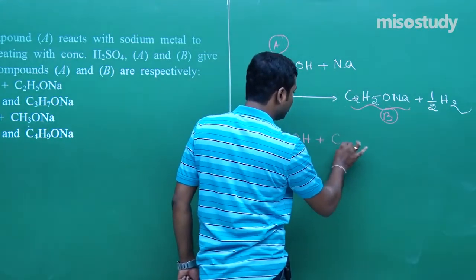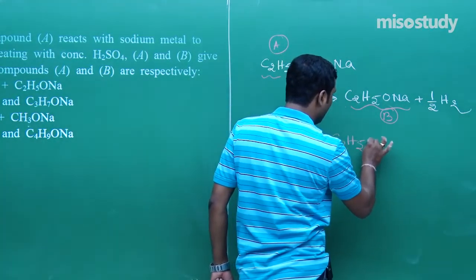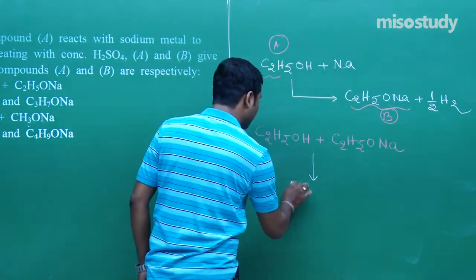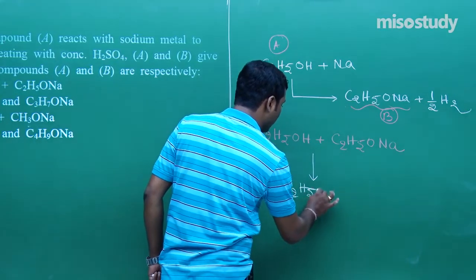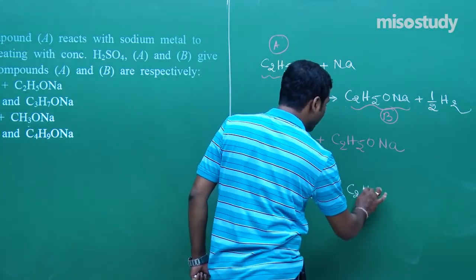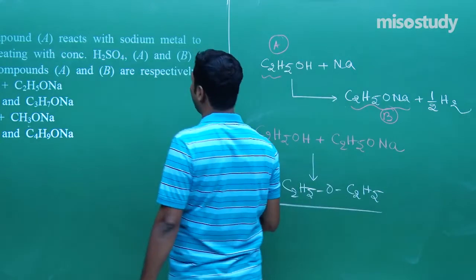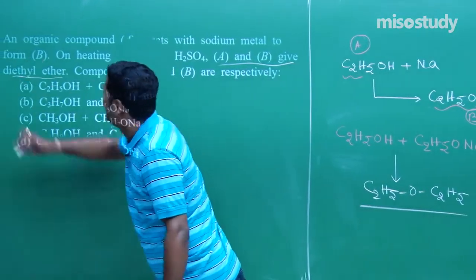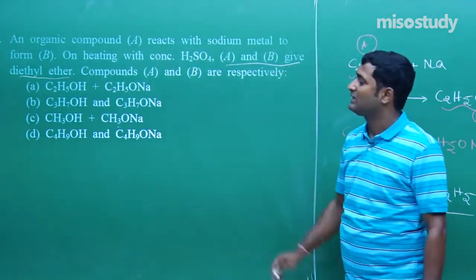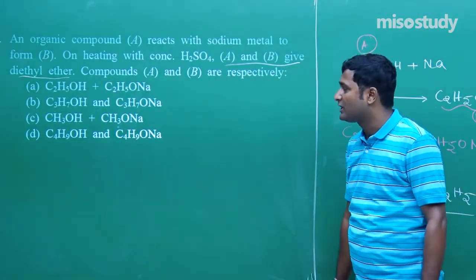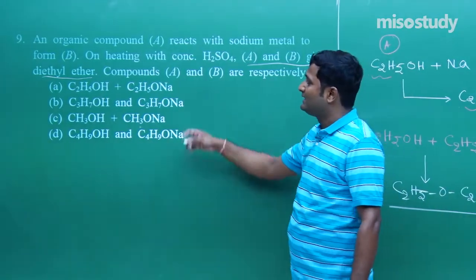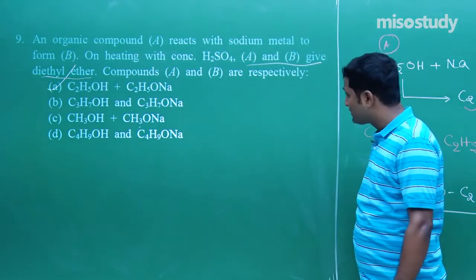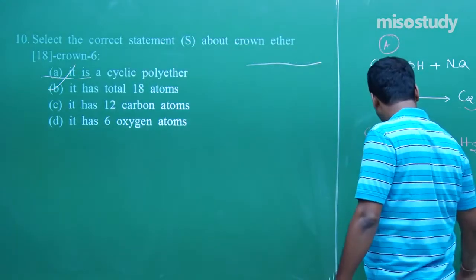C2H5OH plus C2H5ONa. Clear? Now what will happen? It gives you C2H5OC2H5, that is diethyl ether. Compound A gives diethyl ether. So we have chosen the correct option. So for question number 9, it's very simple, A is the correct option. Clear? Now let's move to the next question, friend.